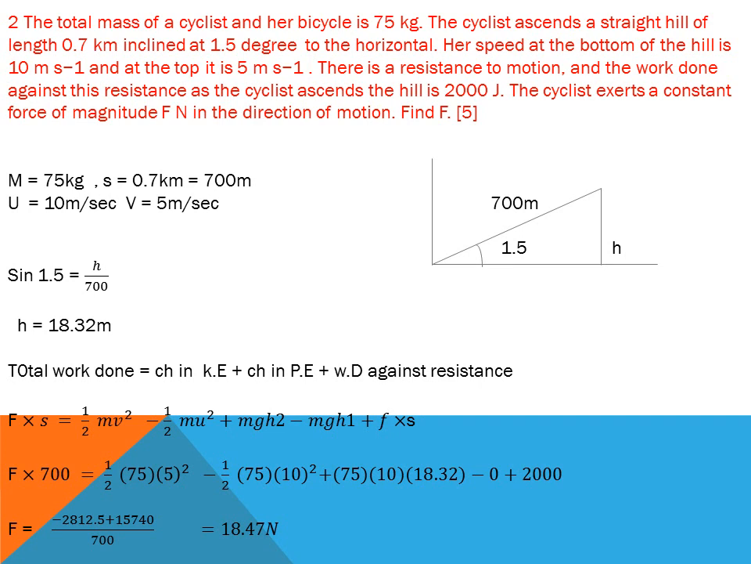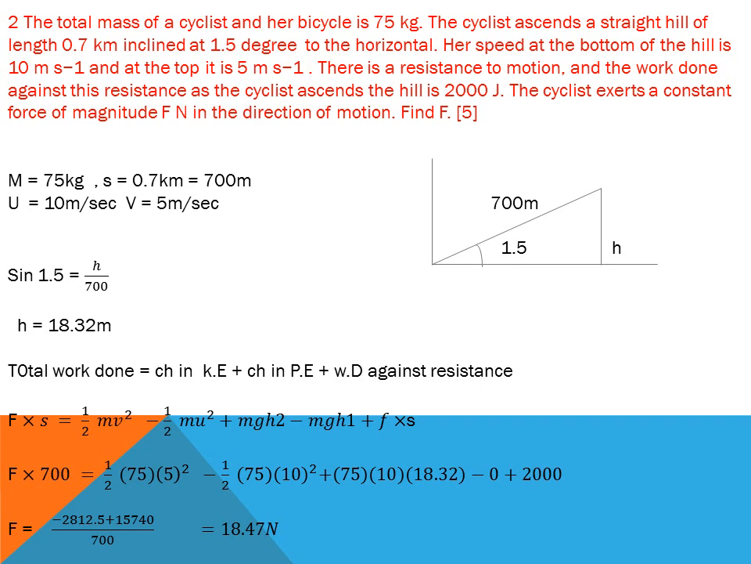Now, question number 2. Here we should find the constant force of magnitude F Newton in the direction of the motion. Find F. The cyclist is moving at constant speed. First, I draw a figure. The angle is 1.5 degrees, the distance is 700 meters and h is unknown. First of all, I find h. Applying the formula sine theta is equal to perpendicular over hypotenuse, h is equal to 18.32.